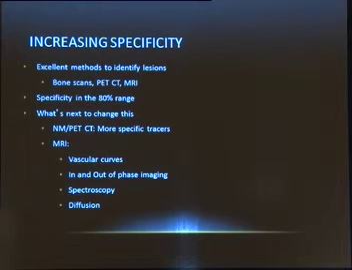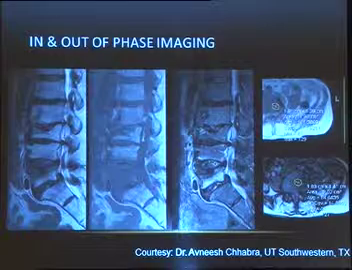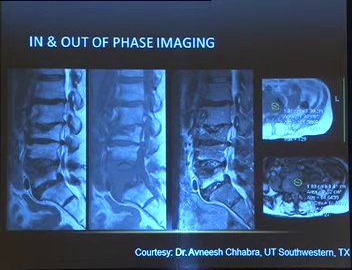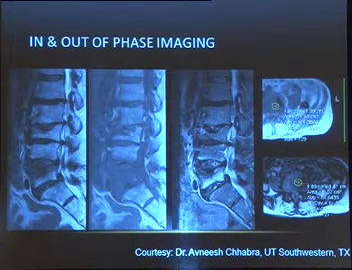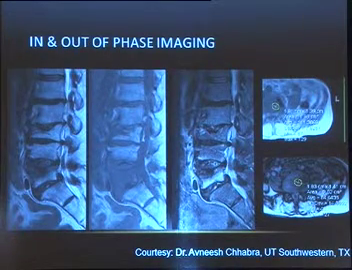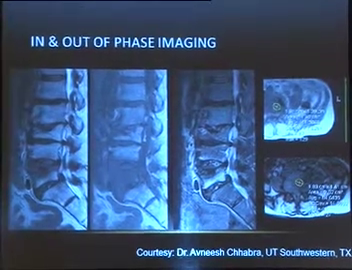at a greater level. And in these, while we can use molecular imaging techniques, the other ways that we can use things are by looking at things like in and out of phase imaging. This tells you whether or not there's presence of fat within a cell, and this is very helpful in determining malignant from benign osteoporotic compression fractures.